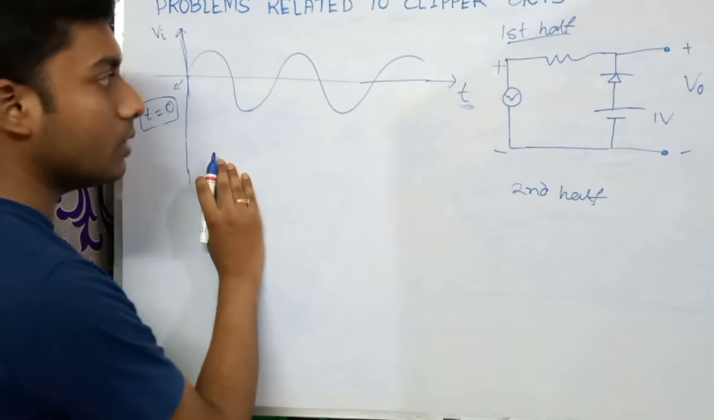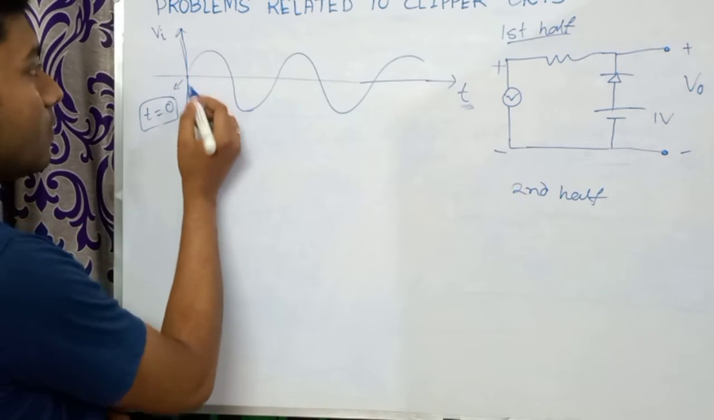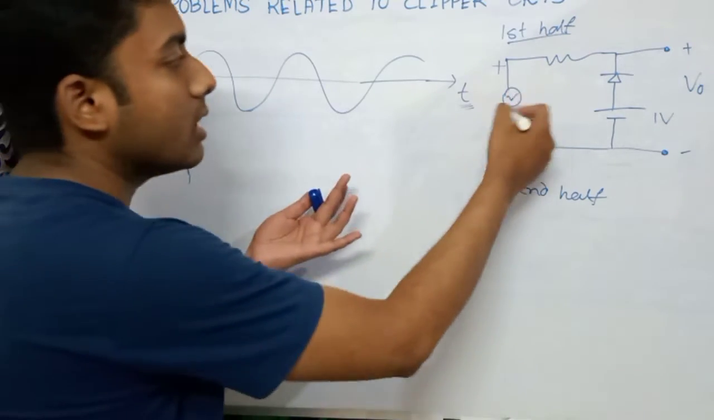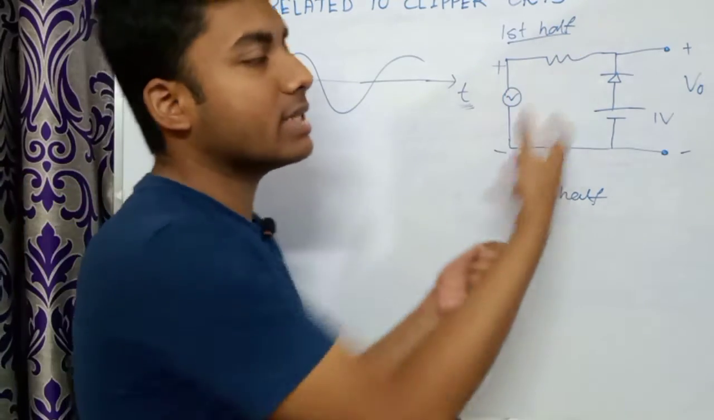Now at t equals 0, the input voltage is equal to 0. That means the source is providing no current. Due to this source, there is no current in the circuit.